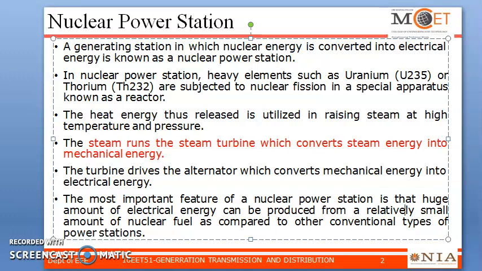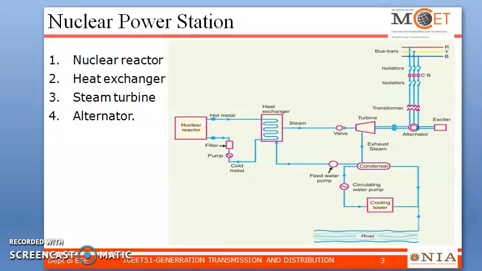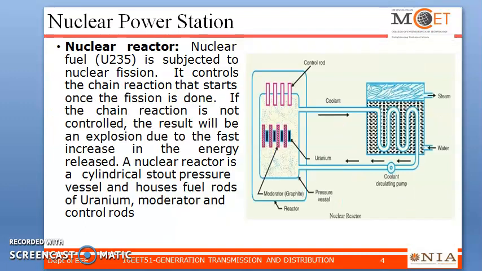There are 4 major parts in a nuclear power station. The first is the nuclear reactor, the second is the heat exchanger, the third is the steam turbine, and the fourth is the alternator. The nuclear reactor is the main part of the nuclear power station, so we are going to see what a nuclear reactor is.